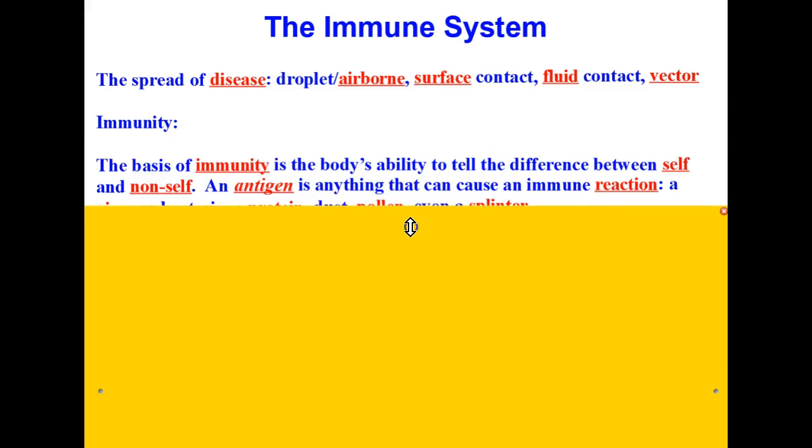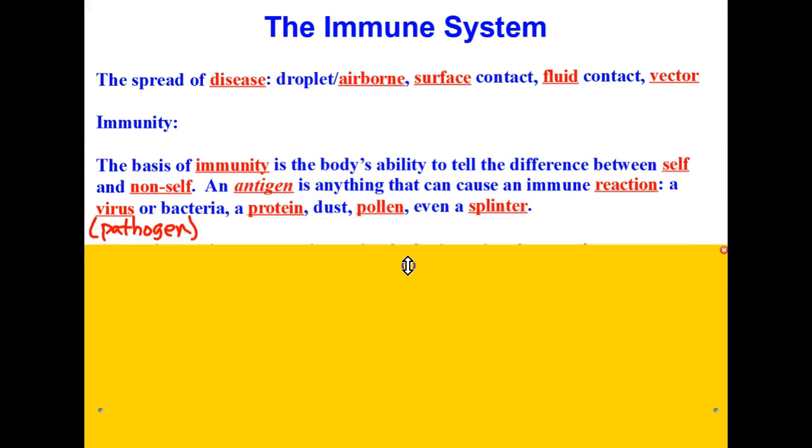Immunity. The basis of immunity is the blood's ability to tell the difference between self and non-self. An antigen is anything that can cause an immune reaction, such as to a virus or bacteria, a protein, dust, pollen, and even a splinter can be considered anything that an antigen would attack. All these things are lumped into a category called pathogens.